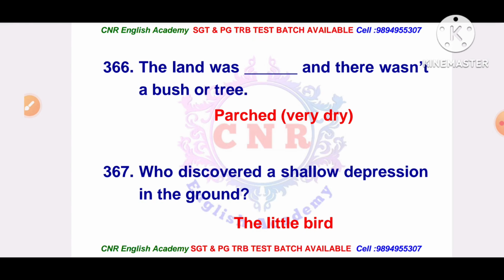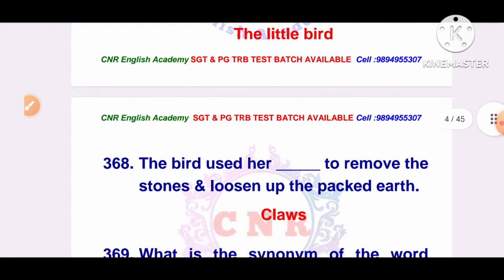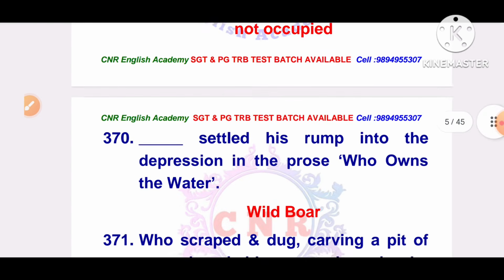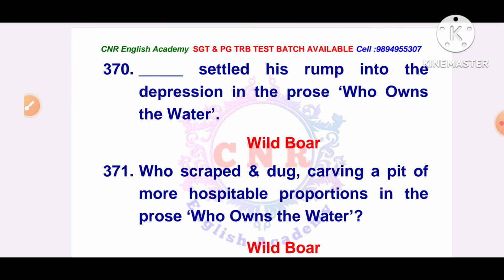Next one, who discovered a shallow depression in the ground? Answer, the little bird. Next one, the bird used a dash to remove the stones and loosen up the packed earth. Answer, claws. Next one, what is the synonym of the word untenanted? Answer, not occupied.